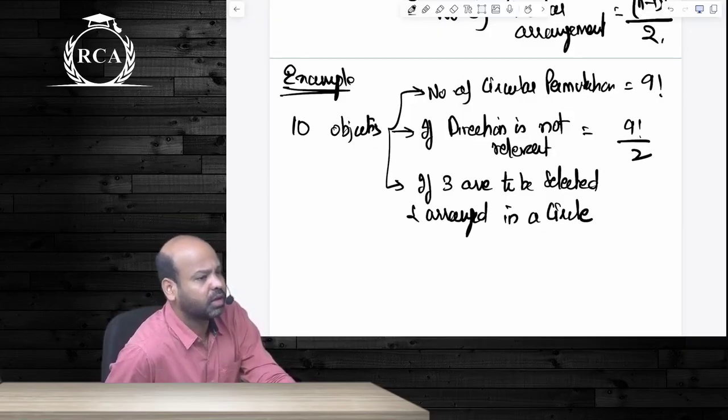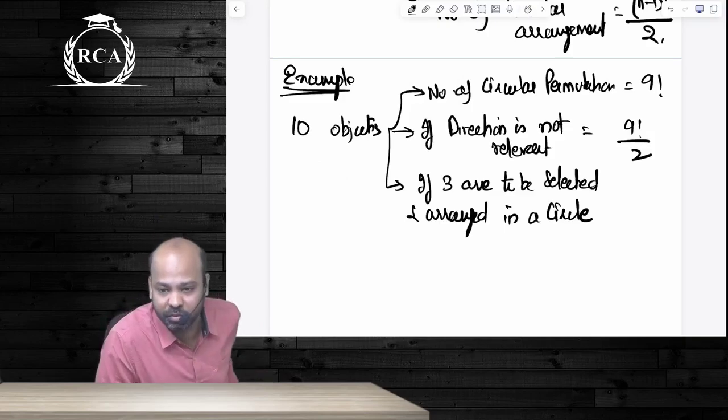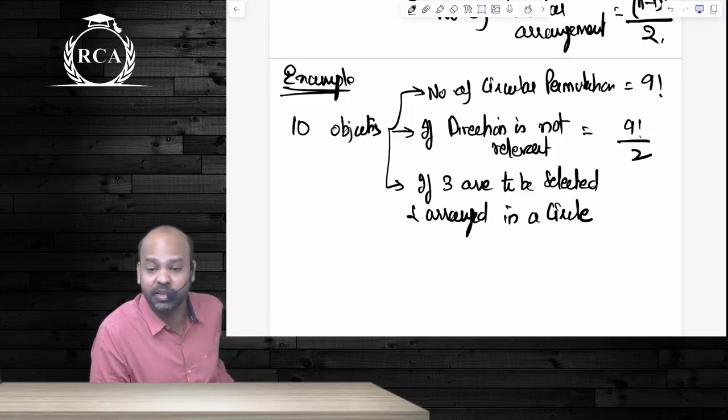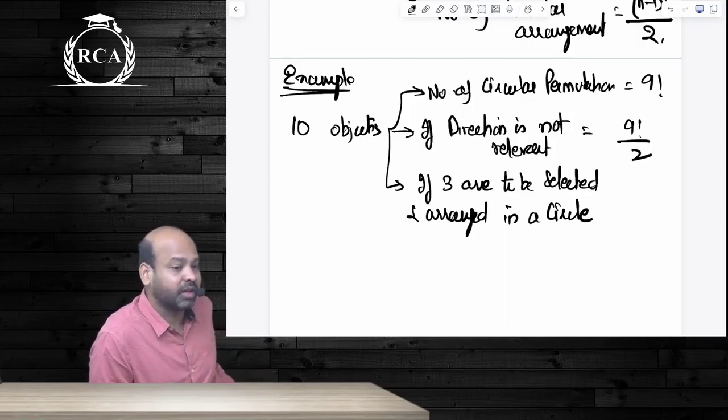Impossible. 10P3 would have been the answer had it been a case of linear arrangements. If there were 10 objects and 3 of them are to be selected and arranged, the answer would have been 10P3. Here this is not a case of linear arrangement, it's a case of circular arrangement. What will be the answer? 10P2? Incorrect answer.